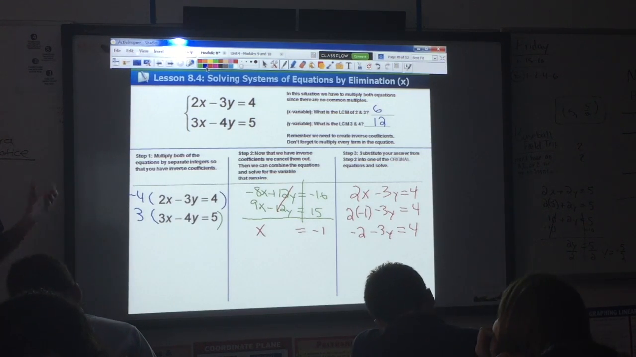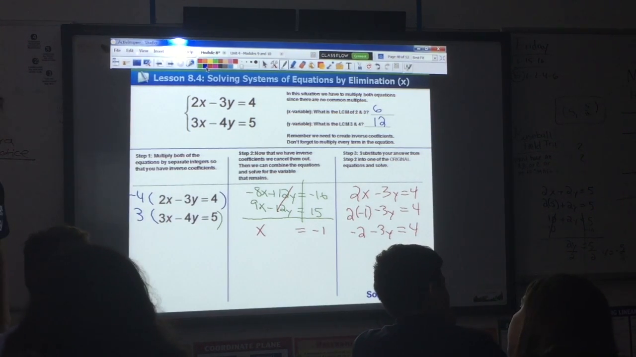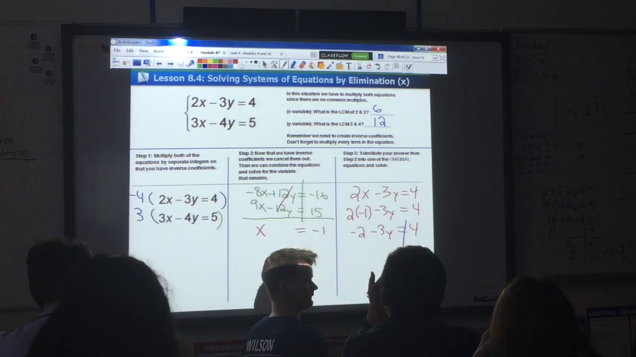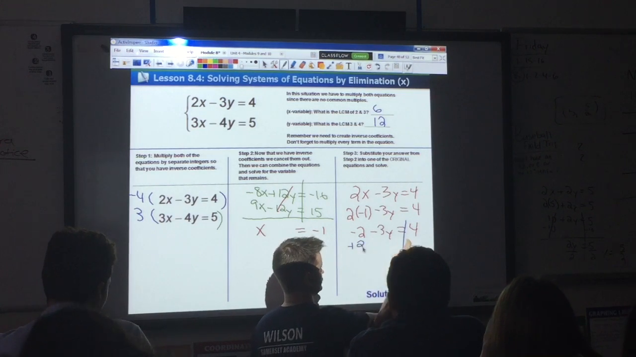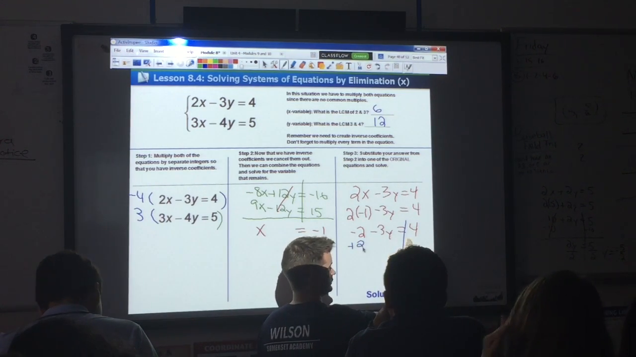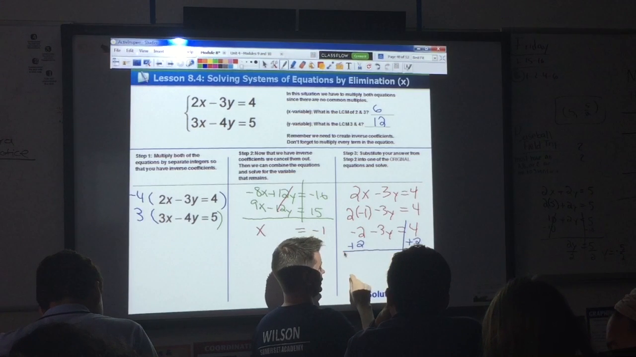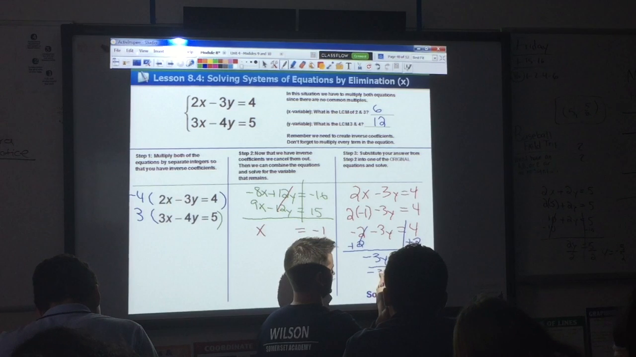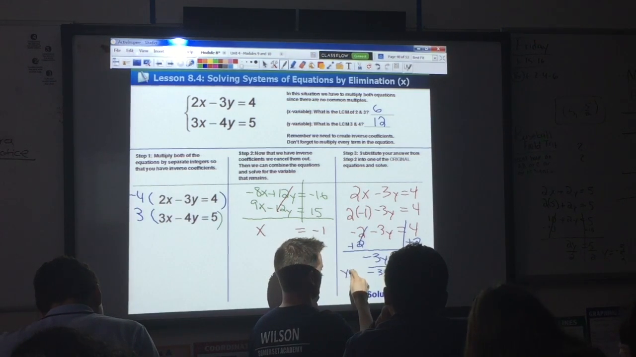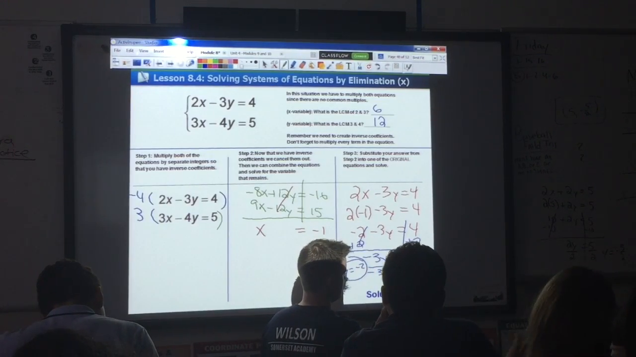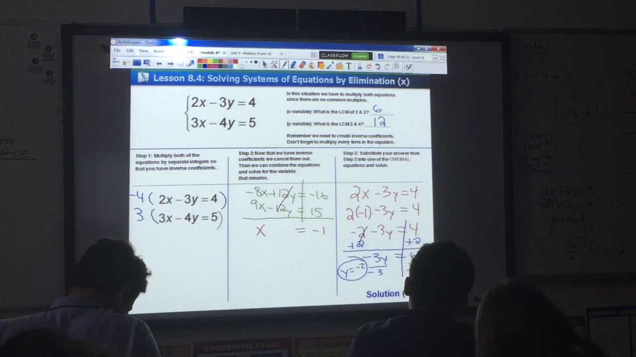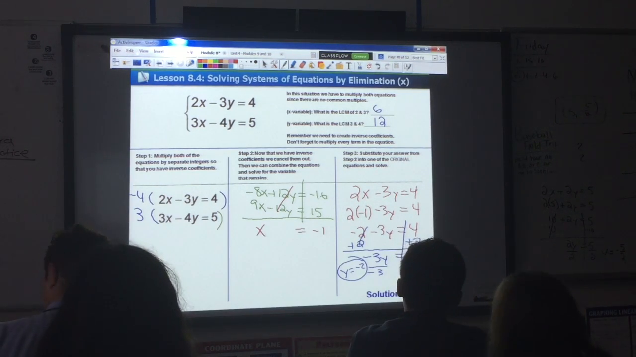Once I get to this point, Mr. Cartwright, what do I have to do to solve for y? Right, you add 2 to 2. Good, I add 2 to 2, and I add 2 to 4. I'm trying to get the negative 3y alone. These cancel, I have negative 3y is equal to 6. I divide both sides by negative 3. I found my y is equal to negative 2. My answer is negative 1, comma, negative 2. That is my solution. Any questions on this?